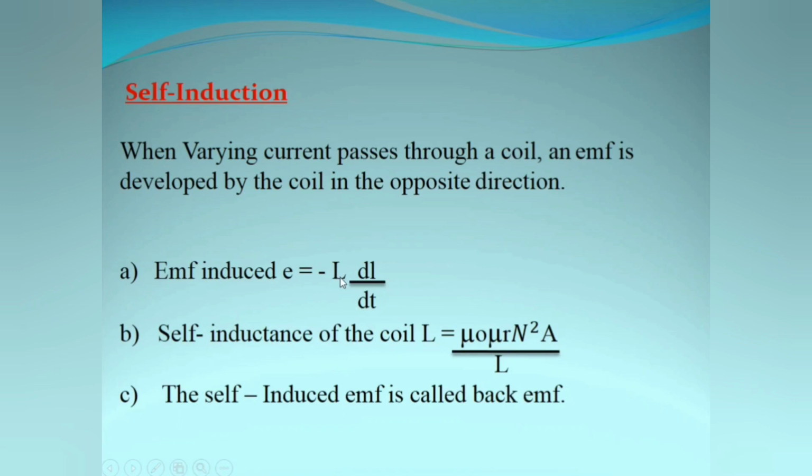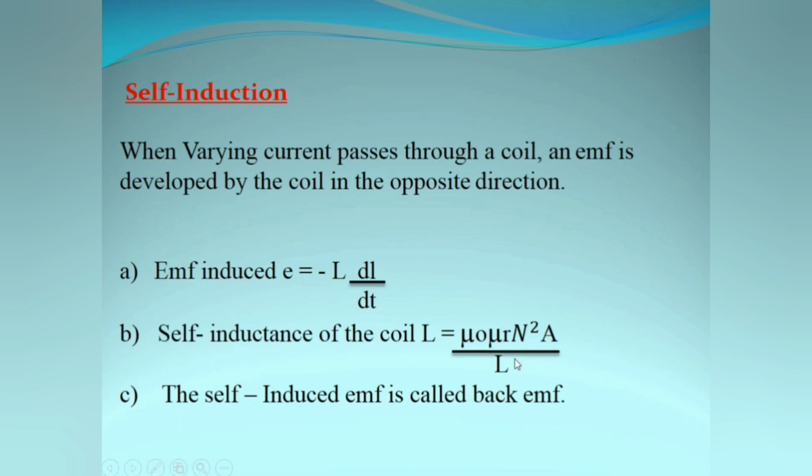L is a proportionality constant, which we call self-inductance. Minus L into di by dt. We know that the negative sign indicates induced EMF takes place in the opposite direction. Then the self-inductance of a solenoid is given by the equation L equal to mu naught mu r n square A divided by l.